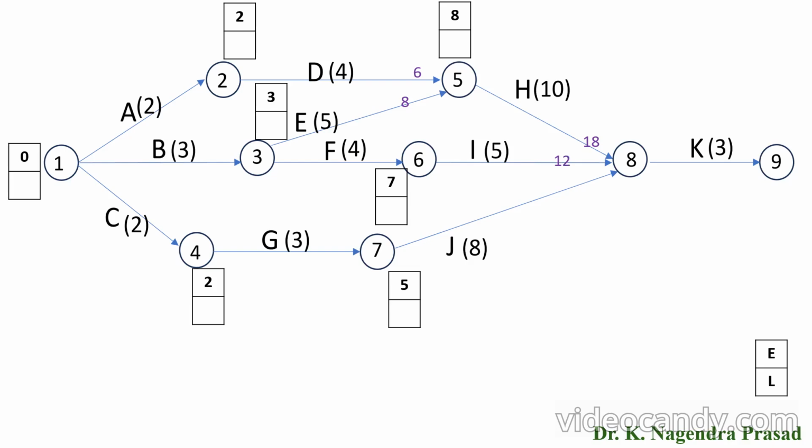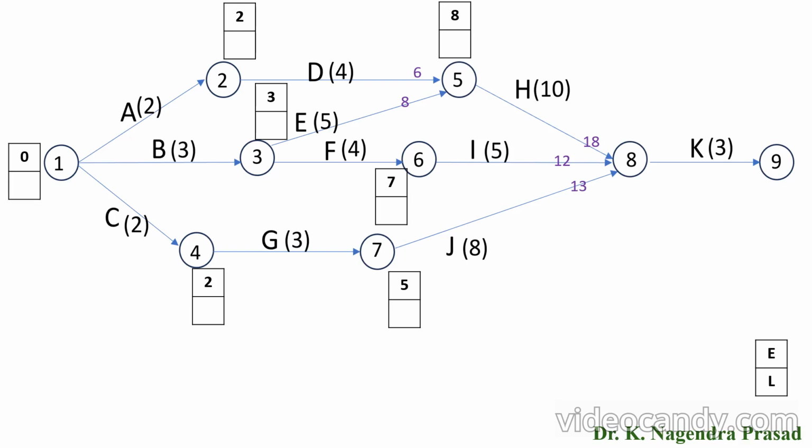Next for activity I, the start time is 7 and the finish time will become 7 plus 5, which is 12. Next for activity J, the start time is 5 and the finish time will become 5 plus 8, which is 13.